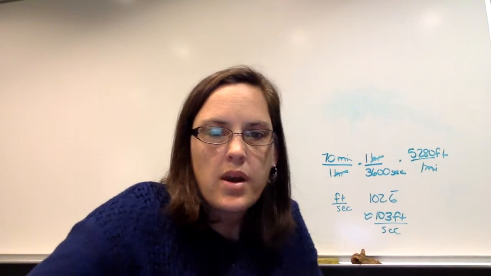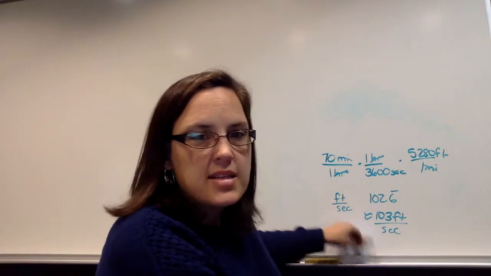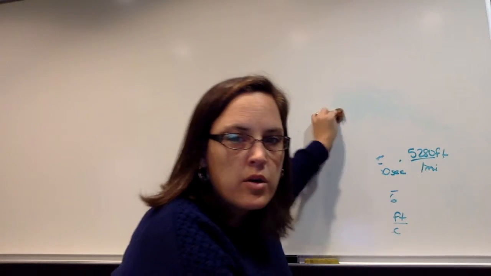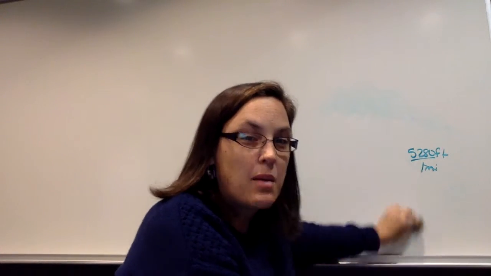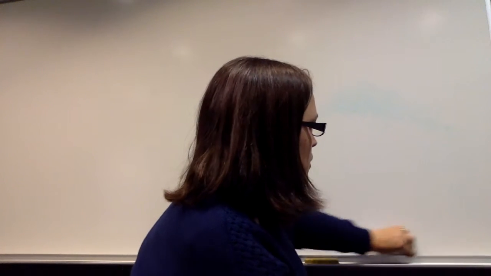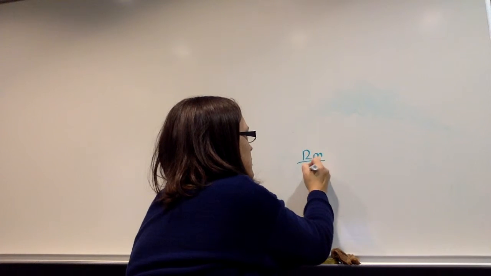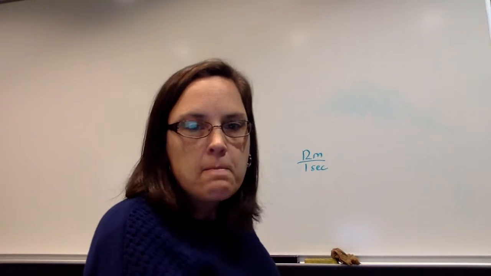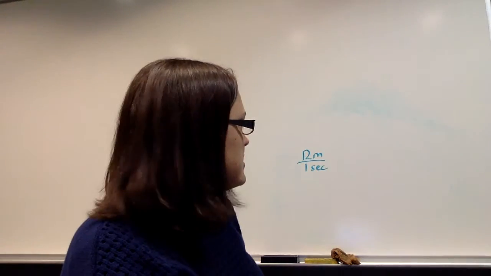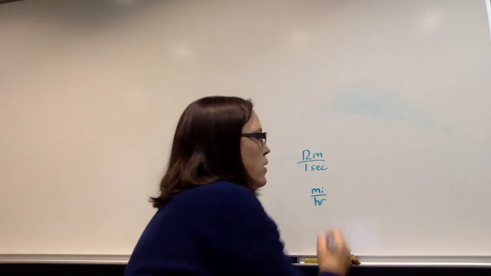I'm going to do one last problem, which is at the bottom of page 202, number 4. It says, at a recent Winter Olympics, short track speed skater Apolo Ohno won a gold medal by skating about 12 meters per second. Okay, so again, I'm going to write that down as 12 meters per 1 second. And then it says to round to the nearest hundredth how many miles per hour this is. Okay, so I'm trying to get to miles per hour.